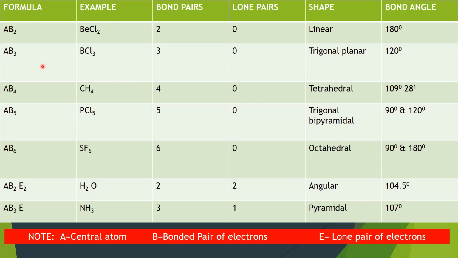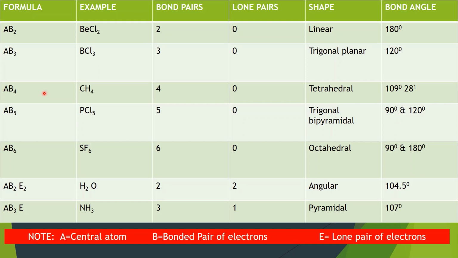Next, second type of molecule AB3. That means the central atom is A and the number of bonded pairs is 3. There are no lone pairs in this type. The example for this model is BCl3, boron trichloride. Here boron is the central atom. The total bonded pairs at the central atom is 3 and lone pairs is 0. Shape is trigonal planar and bond angle 120 degrees.